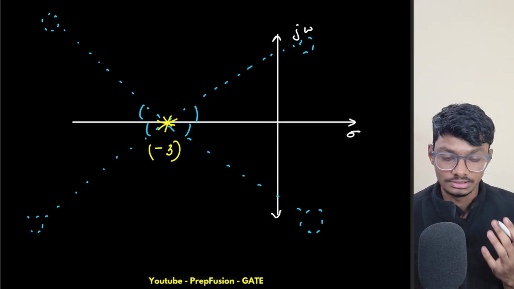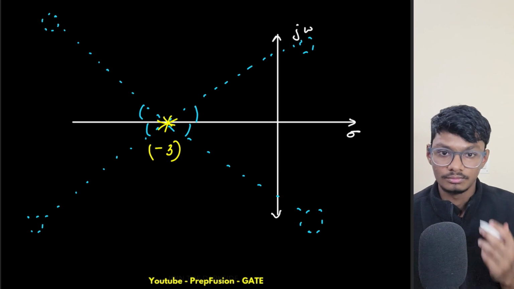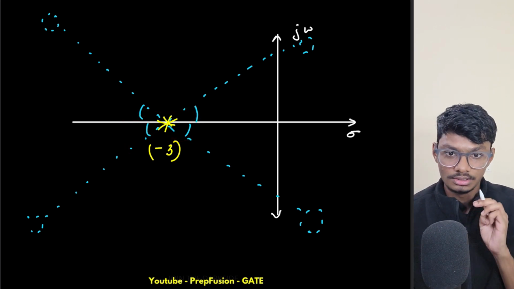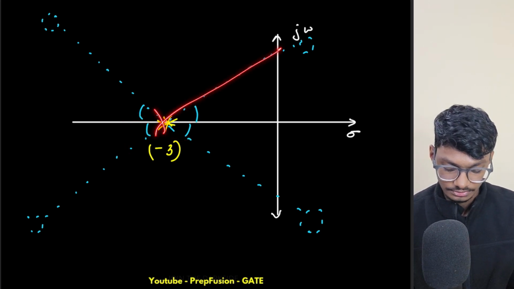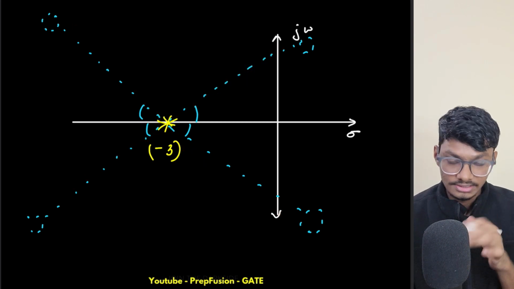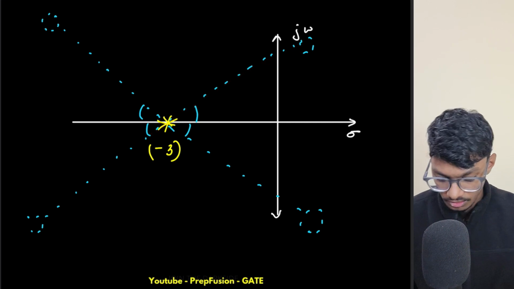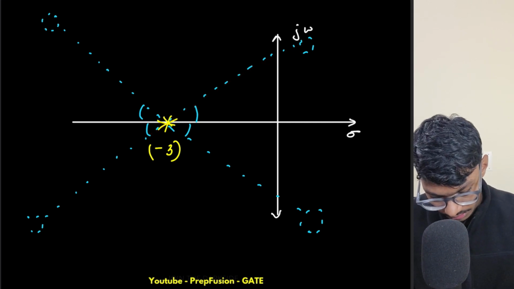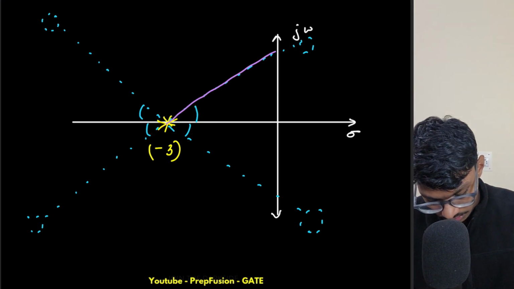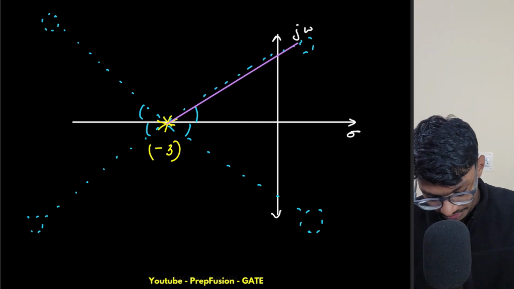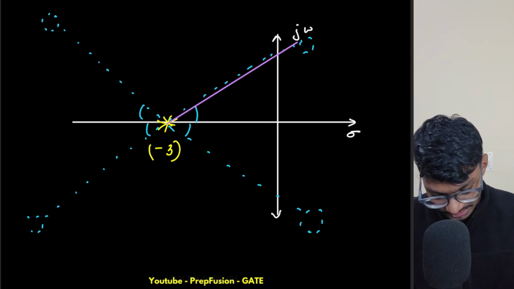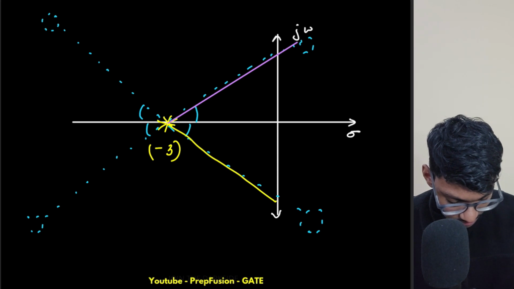Now what I said to you earlier is that if my breakaway point and my centroid are the same, then the asymptotic lines become the root locus branches itself. So they will be straight lines also. So I can directly draw it like this. Just don't go by the drawing. This is a straight line.